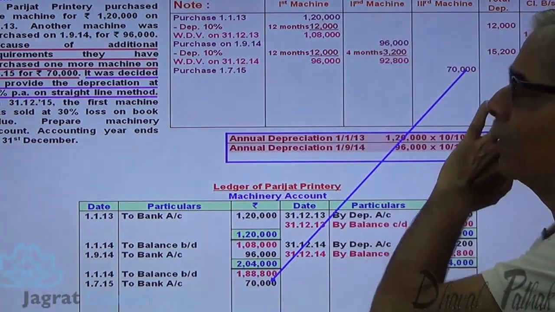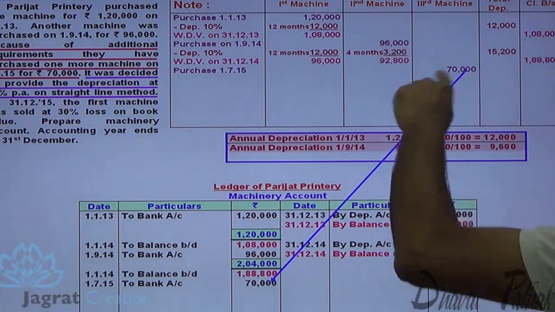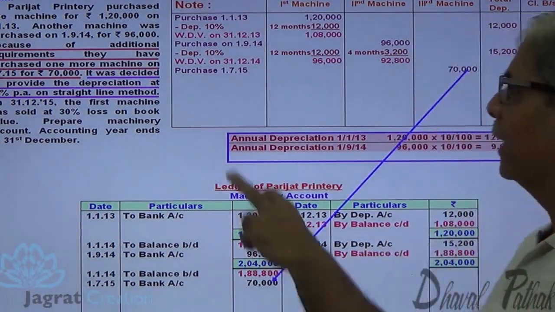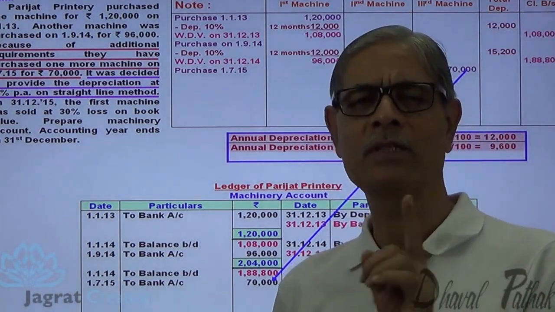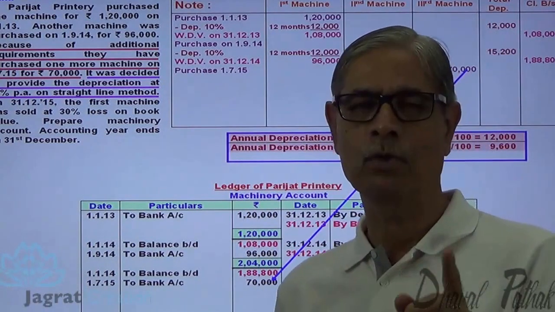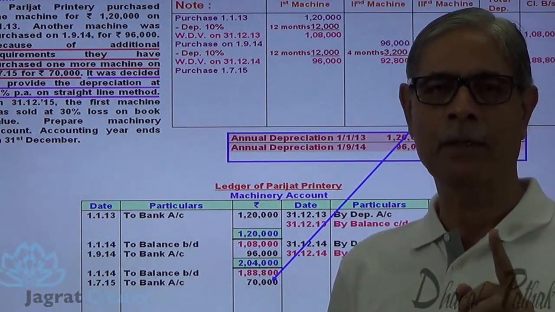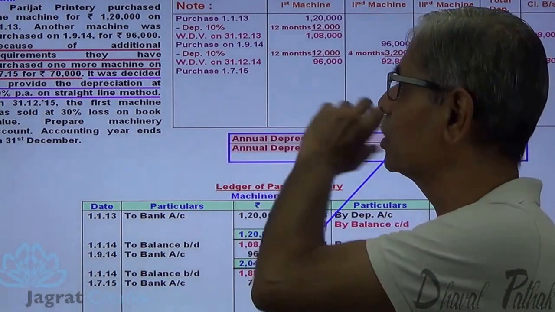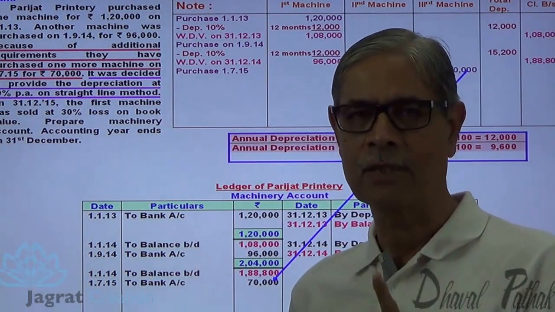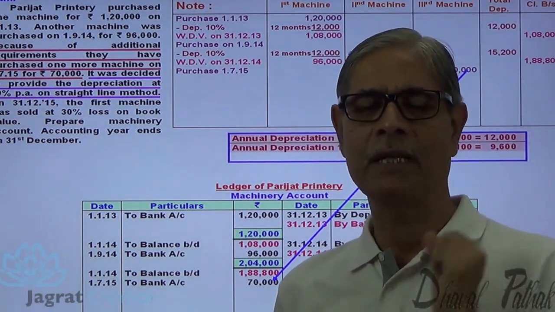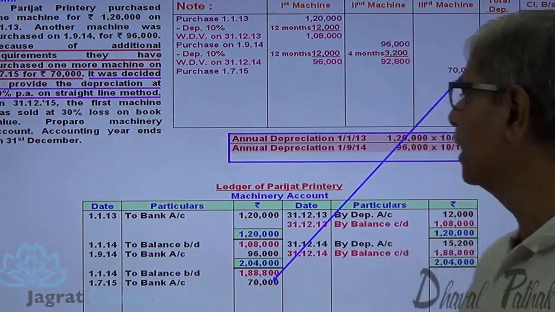Now this second machine is also used for the whole year, and the annual depreciation for the second machine is 9,600. So 9,600 will be deducted from the second machinery. And the third machinery was purchased on 1st of July, so on that we are required to provide depreciation only for 6 months, that is 1/7/2015 to 31st of December 2015, July, August, September, October, November, December. 70,000 is the cost of the machine. At 10%, annual depreciation will be 7,000. What is the depreciation for 6 months? 3,500.